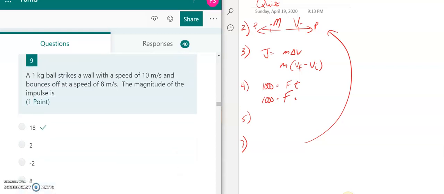Number 9, a 1 kilogram ball strikes a wall with a speed of 10, bounces off at a speed of 8. Magnitude of the impulse is, okay, so impulse is your change in momentum, or m delta v. So that would be equal to 1 kilogram, final velocity negative 8, because it's going backwards from where it was initially going, minus the initial velocity. So negative 8 minus 10 is negative 18. And it just wants the magnitude, so the sign doesn't matter. It's 18.